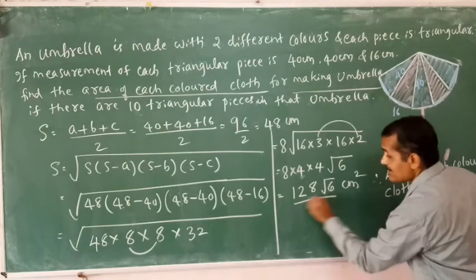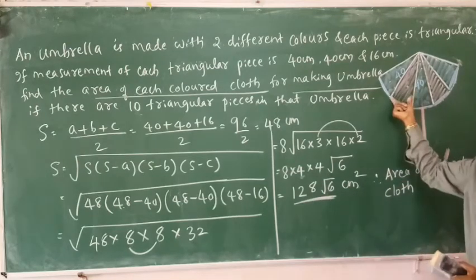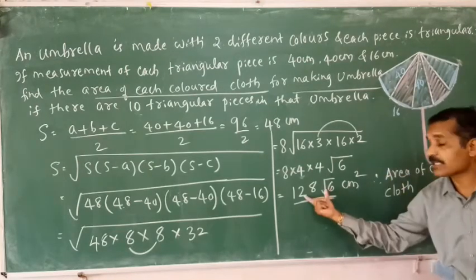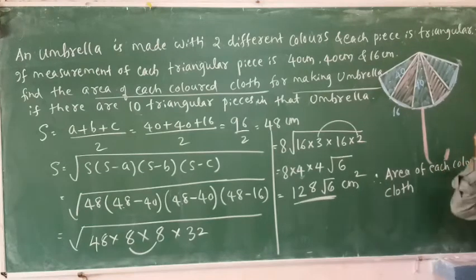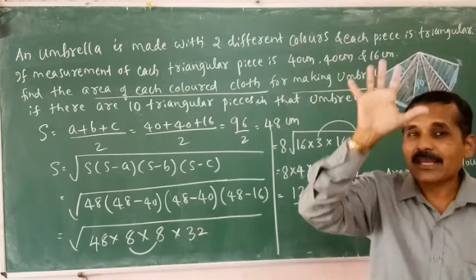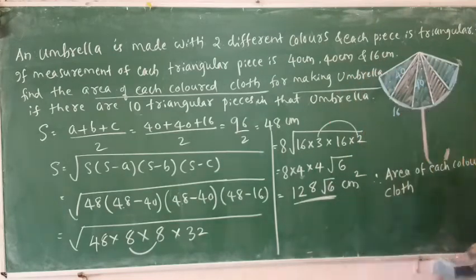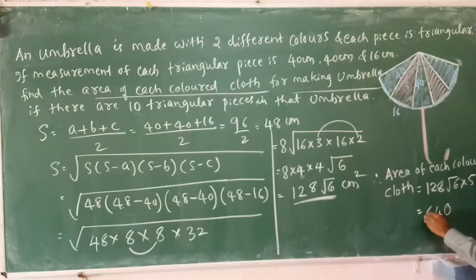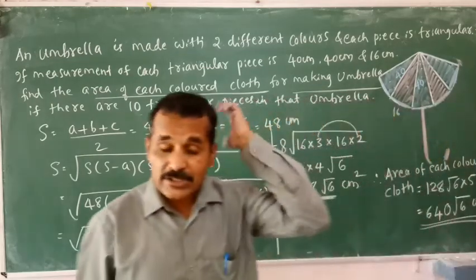My dear children, what is this? It is the area of each triangular piece. Now what do I want to find? Area of each color. There are 5 pieces of one color, which is equal to 128 root 6 into 5. In this multiplication, 128 and 5 will be multiplied, and root 6 will be kept as it is. 8 5s are 40, carry 4, 14, carry 1, and it is 6. 640 under root 6 centimeter square is the answer. My dear children, this is the area of each colored cloth.